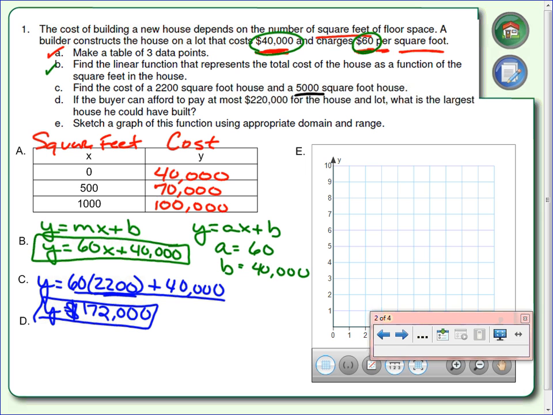What if it's a bigger house? What if it's 5,000 square feet? So I want you to do that again for me. Repeat the process. This time what I want you to do is replace the X with a 5,000. Put it in your calculator again and see what you get this time.